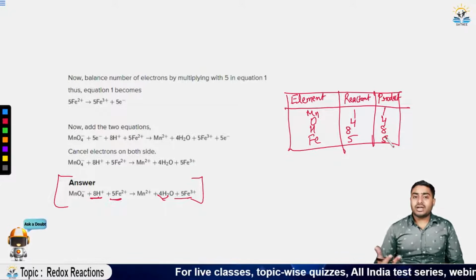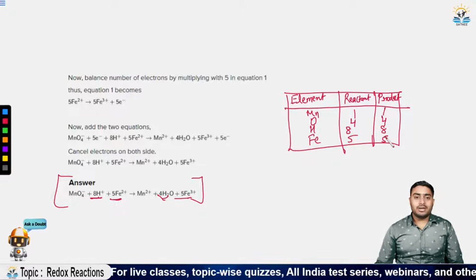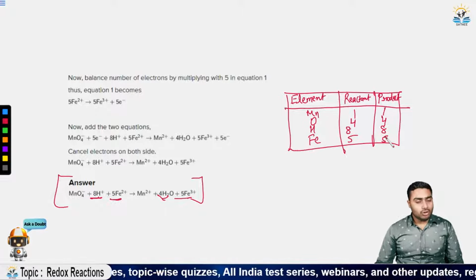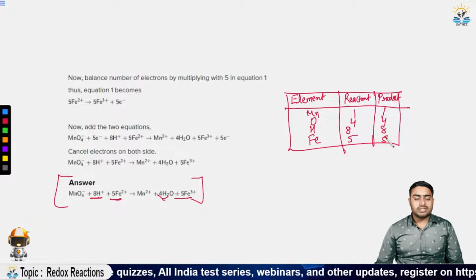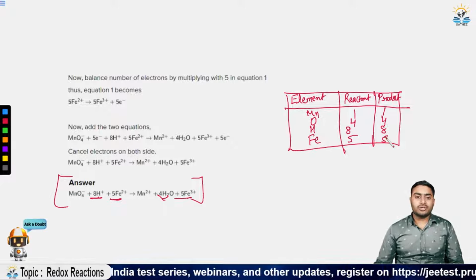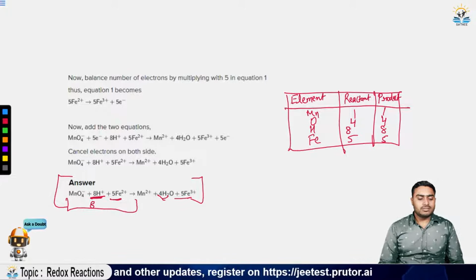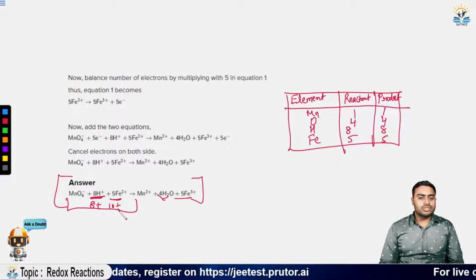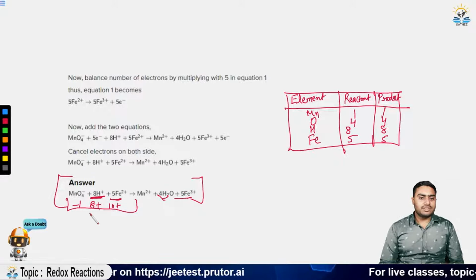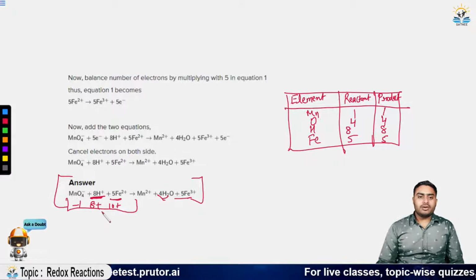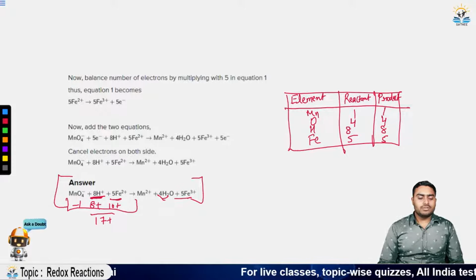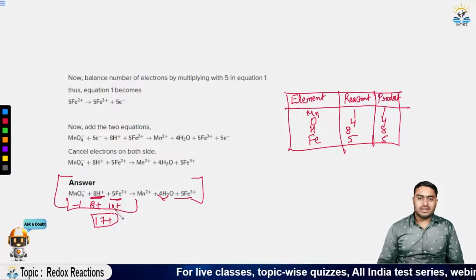But let's check for charge. If the charge is not equal, then definitely the equation is not balanced, and it is not considered a balanced chemical equation. So let's see the total charge. 8 positive is here, 5 times 2, that is 10 positive, is here, and a single negative is here. So 10 plus 8 is 18, minus 1, gives 17 positive total on the left-hand side.